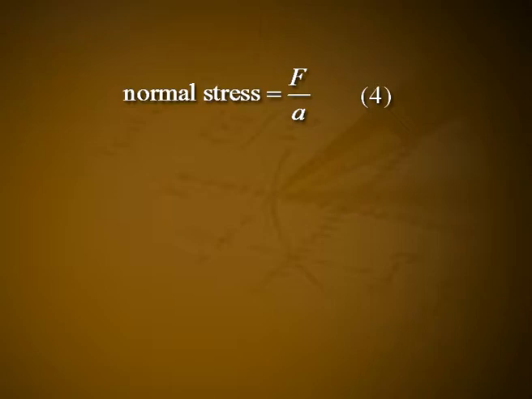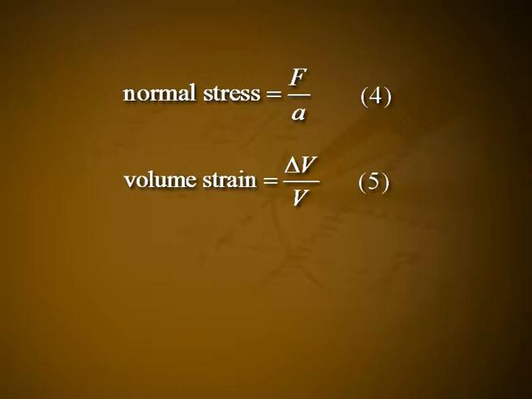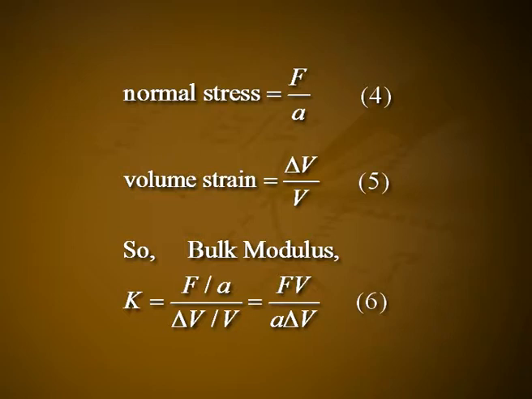If a force F is applied uniformly and normally on the surface of area A, which causes a change delta V in initial volume V, then normal stress is equal to F divided by A. Let it be equation number 4. Volume strain is equal to delta V divided by V. Let it be equation number 5. So, bulk modulus K is equal to F by A divided by delta V by V, which is equal to F into V divided by A into delta V. Let it be equation number 6.